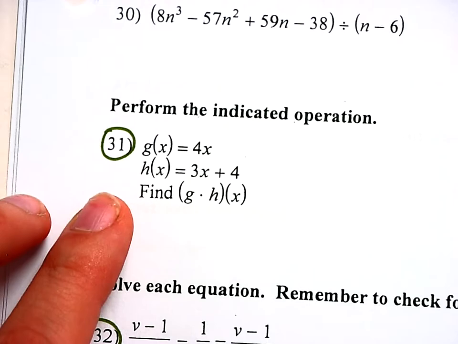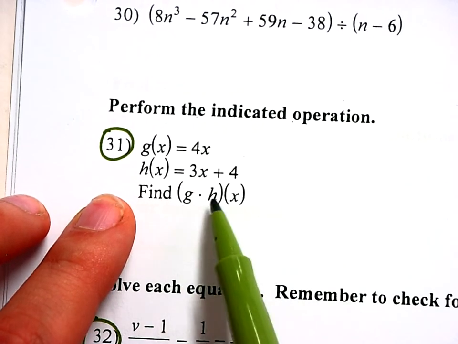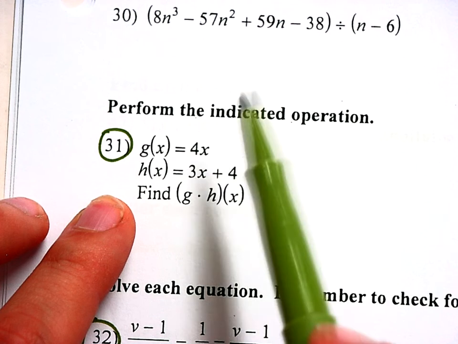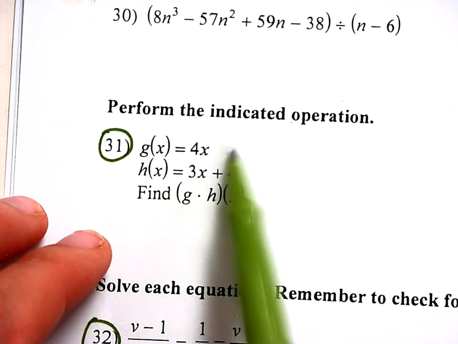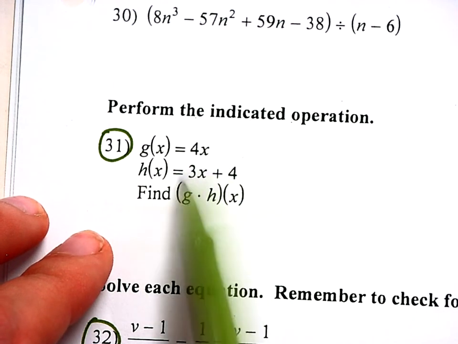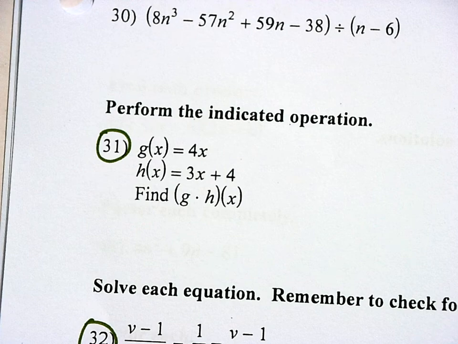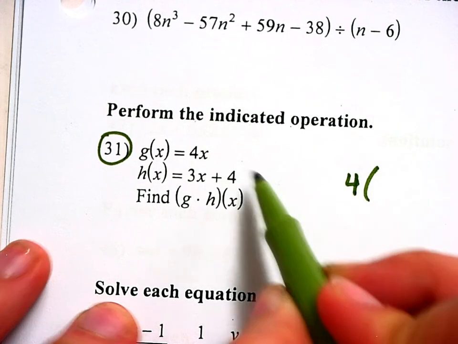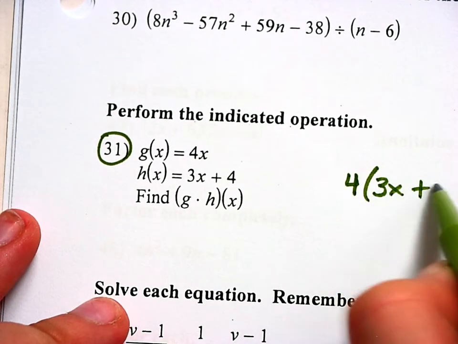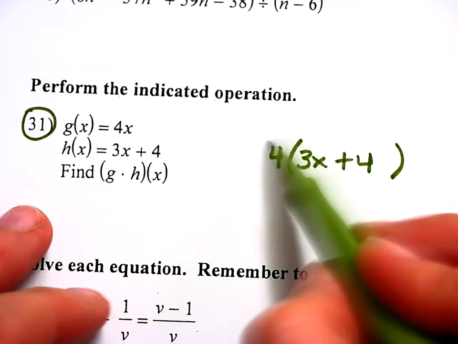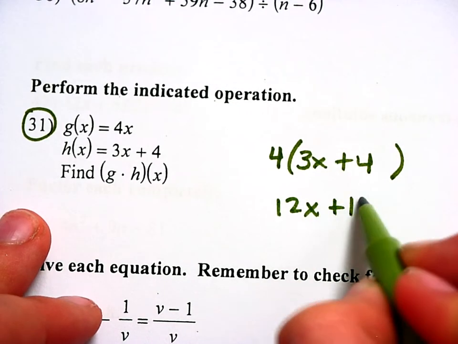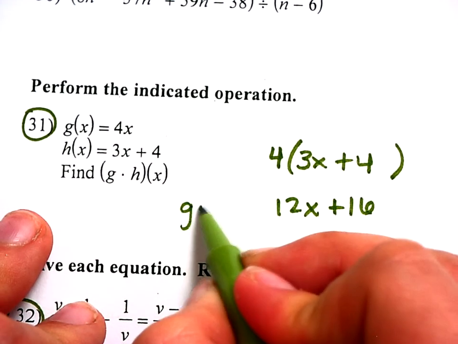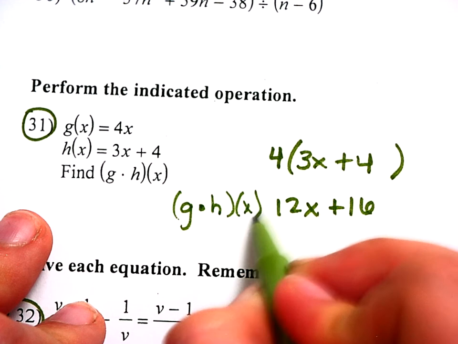Okay, 2 more on this page. We're going to perform this operation right here, which is g of h of x. And so what we're going to do is take the first function and substitute the second one in for x. So, oops, our lights just turned off. There we go. So we're going to take 4x, and then instead of x, I'm going to write the second function, 3x plus 4. So when I distribute my 4, I get 12x plus 16. So g of h of x equals this right here.